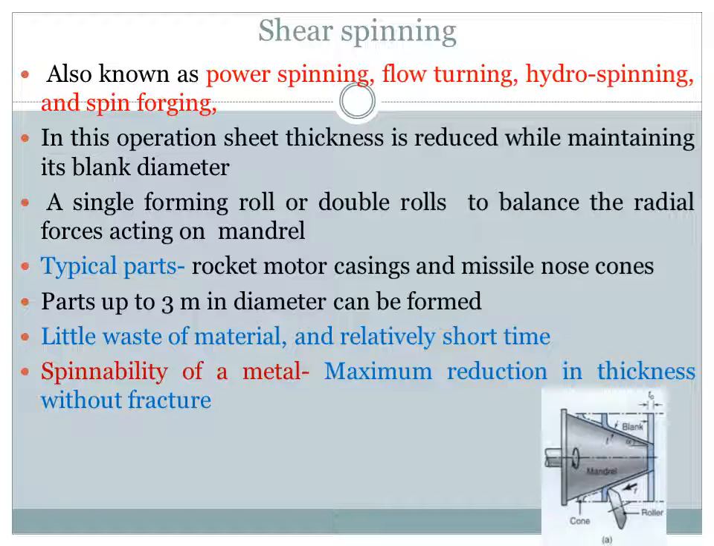And the efficiency of this process again depends upon the spinnability of a metal. That is the maximum reduction in thickness that can be made on the sheet metal without any fracture on the surface. That is most important, and that property is called spinnability of the material.